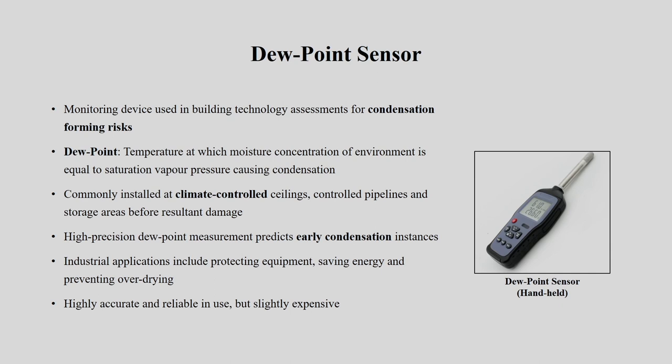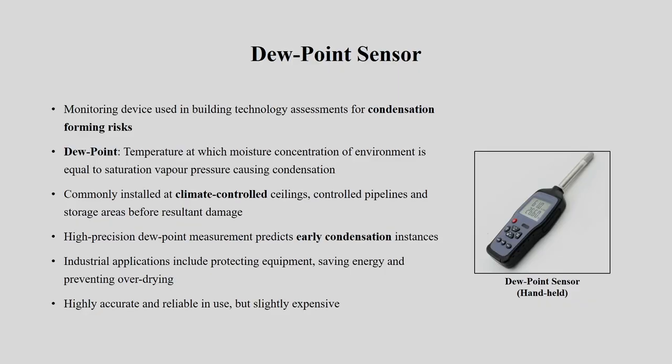It is commonly installed at climate controlled ceilings, controlled pipelines and storage areas, to prevent damage before it happens, so that you can get an alert. High precision dew point measurement predicts early condensation instances. Okay. So it creates an alert system that here it is going to happen. So whatever precautionary measures are possible to take, you please take them. Okay. So that is the kind of use of it.